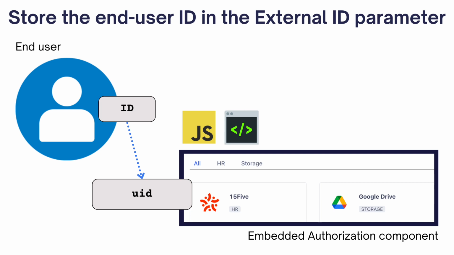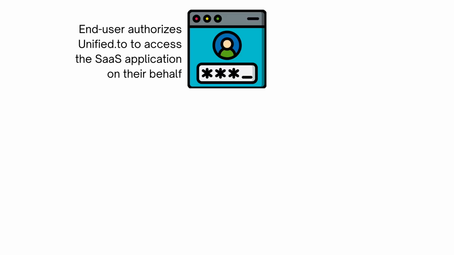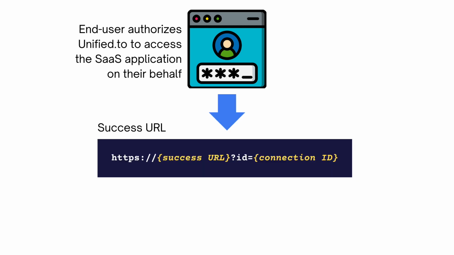When the end user clicks on a SaaS application logo in the embedded authorization component, they're sent to the page where they authorize your application to access their account on the SaaS application. After authorization, they're returned to your application via the success URL. No surprise there, not that different from the state method. But when using external ID, the success URL doesn't return any information about the end user. All it returns is the connection ID in the ID parameter.